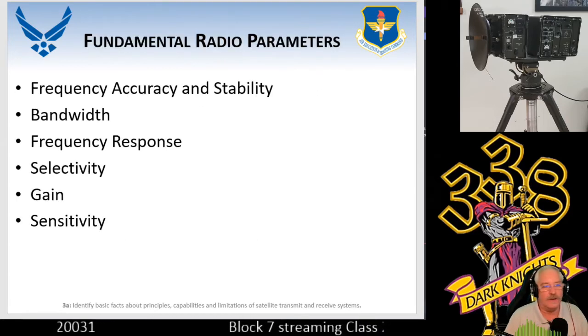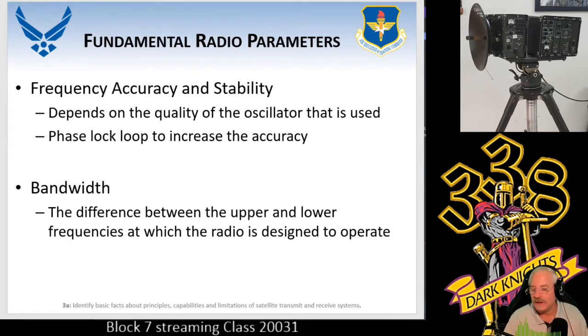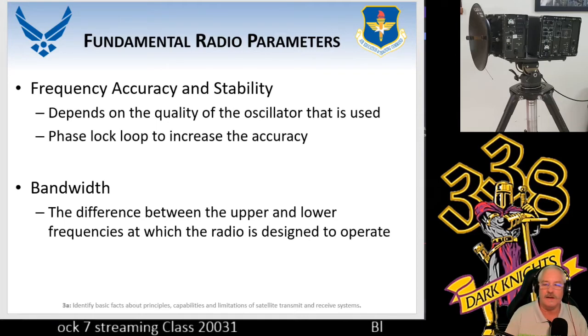Let's take a look at all these different terms that we have coming up on fundamental radio parameters. We have frequency accuracy, stability, bandwidth, frequency response, selectivity, gain, and sensitivity. Let's take a look at these. Frequency accuracy and stability depends on the oscillator. Phase-lock loop is what keeps it accurate.